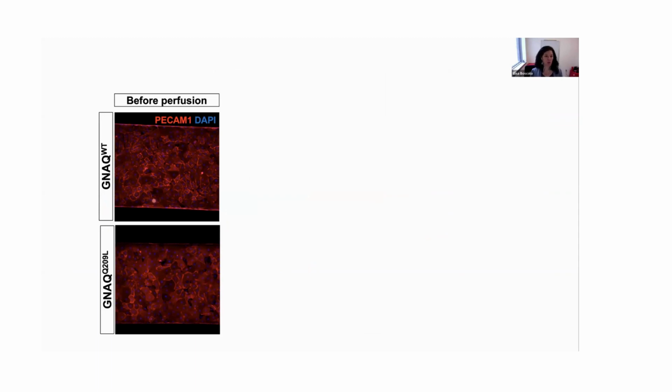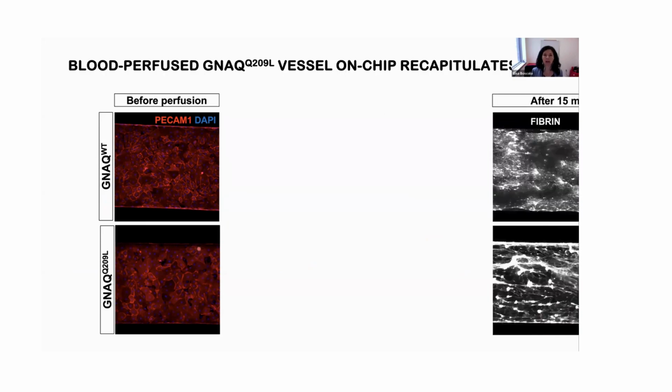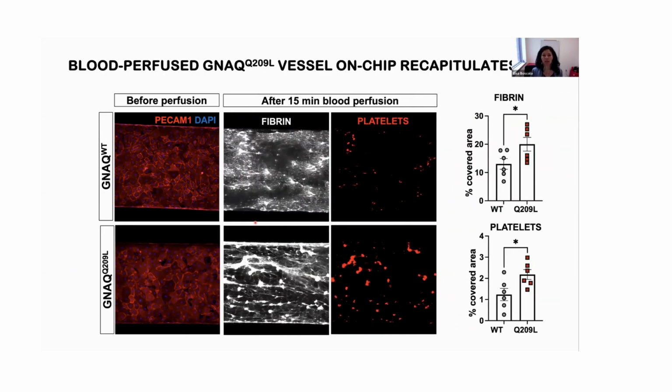We stain for PKM1 or CD31, so you can see how the cells look. And then basically, when we add the blood for the perfusion, we also add antibodies that can label fibrin deposition or platelets. And you can see that in the mutant cells in the bottom, when we perfuse with blood, fibrin deposits accumulate much more than you can see in the wild type, and really also acquire this more fibrillar structure.